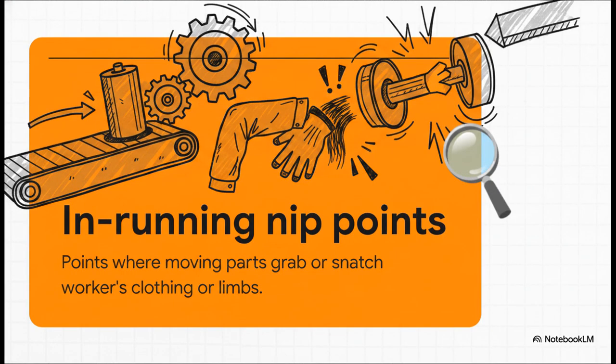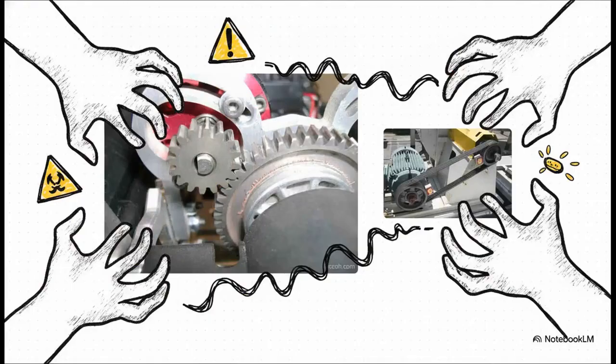I really want you to deeply understand in-running nip points because honestly, these things are incredibly deceptive. These are the exact spots where an automatic feed or a gear mesh can grab a loose sleeve, a work glove, or even your hair and pull you right into the machine, way before you even have time to react. Just take a look at these raw, unguarded gears and pulley belts.